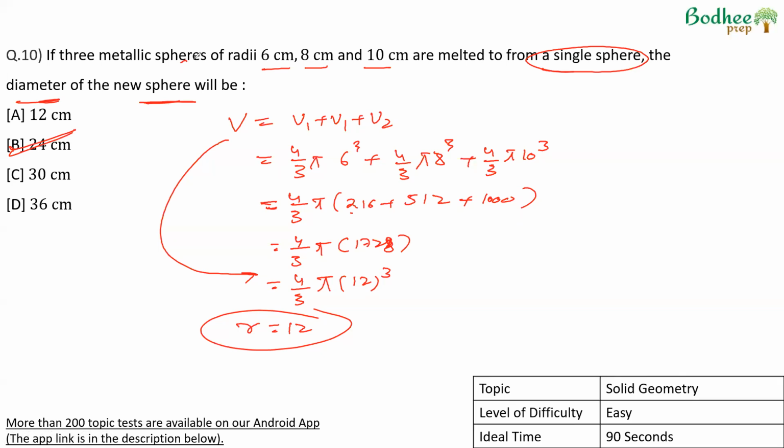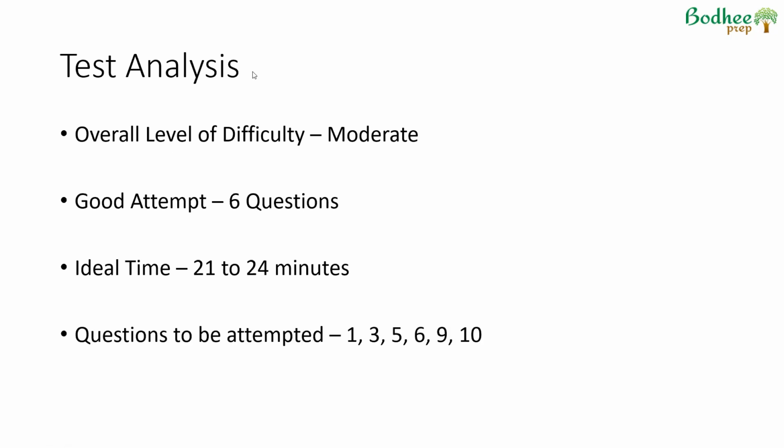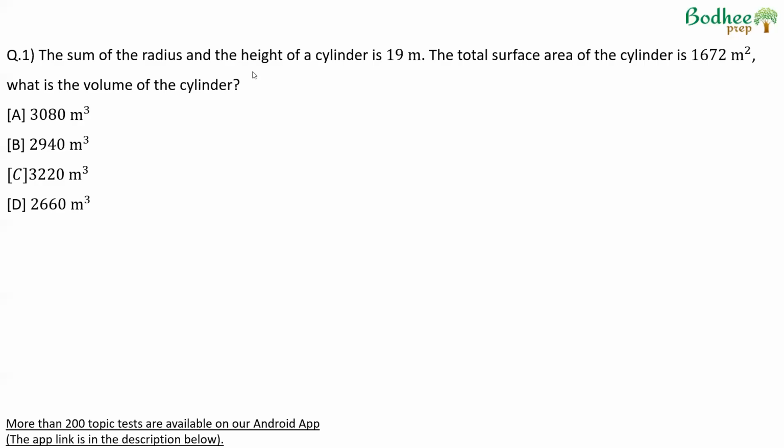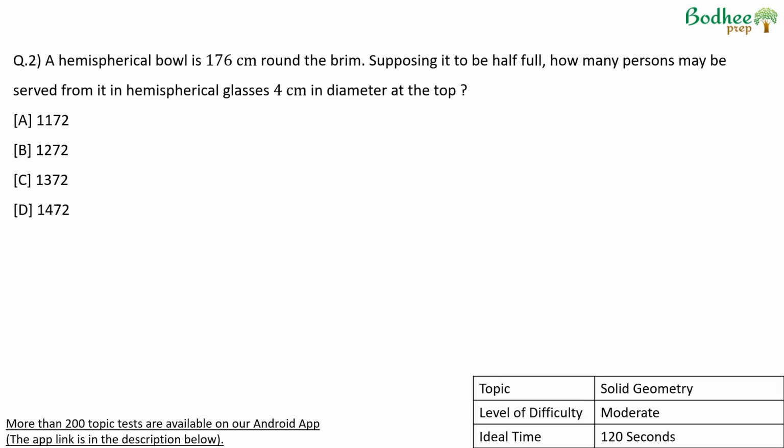And therefore, if you look at the overall test, easy to moderate level of difficulty, 6 questions in about 23-24 minutes. My 6 questions would be 1, 3, 5, 6, 9, 10. Which are these? This I think was an easy question to solve, formula based. I am not considering this one as one of the 6 because hemispherical bowl to the brim half full, so there are chances of a silly mistake happening.